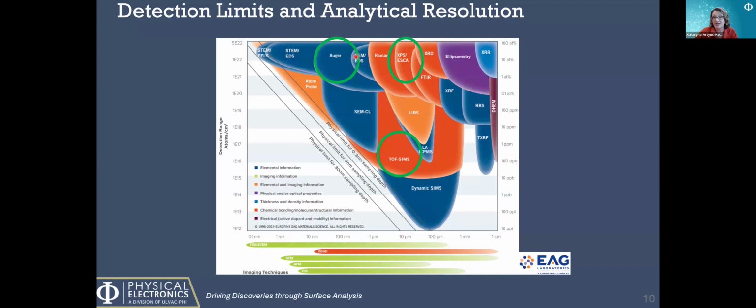So we can see that both Auger and XPS are not the techniques that have high detection limit. Auger has really good spatial resolution. Well, TOF-SIMS is in the quadrant where everybody would like to be. Everybody would like to detect as small quantities as possible from as small an area as possible. So TOF-SIMS has really excellent both spatial resolution and detection limits.